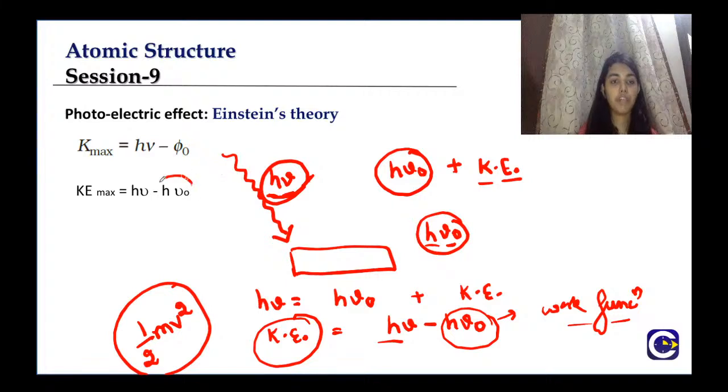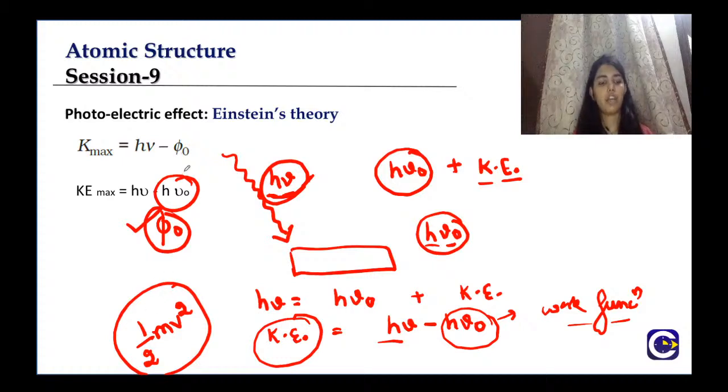So the work function, h nu naught, can also be written as phi naught. In an examination, either h nu naught or phi naught can be given. So you have to remember that these are one and the same thing.